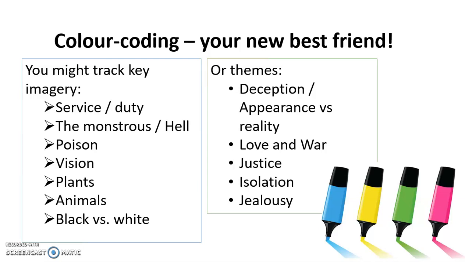You might do themes instead, because those images will feed into those themes. So you might do deception or appearance versus reality, love and war, justice, isolation, jealousy. Of course, the green-eyed monster would make me want to put everything to do with jealousy in green. If I was doing love and war, I'd probably do that in kind of pink or red, and that idea of connotations of romance. So really think through your colour coding in a way that makes sense.